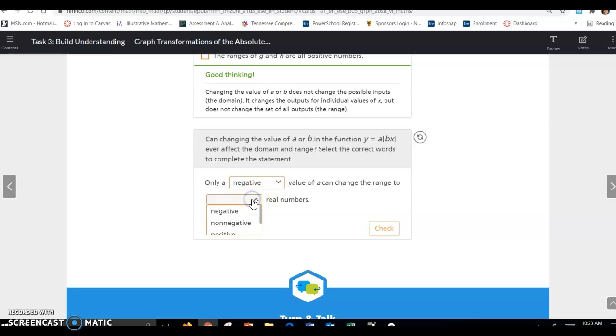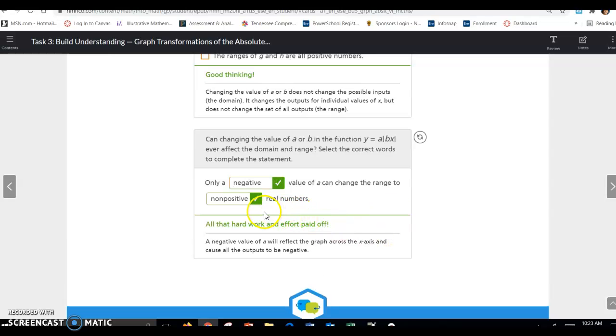So the range would be non-positive, which also includes 0. We don't want to choose negative because we have to choose the non-positive, which includes 0. The only time the range will change is if you have a negative value of a, which would be a reflection across the x-axis and flip it upside down.